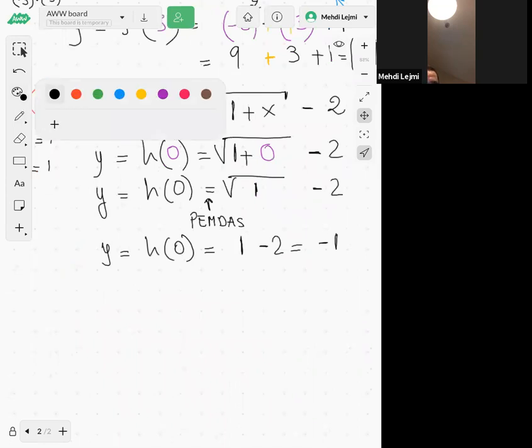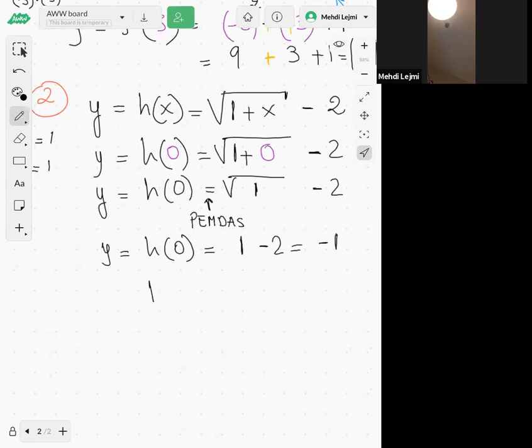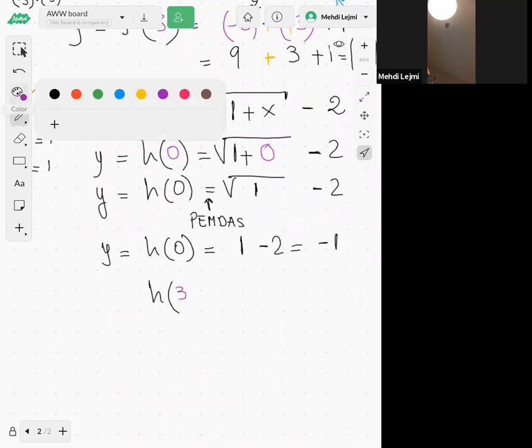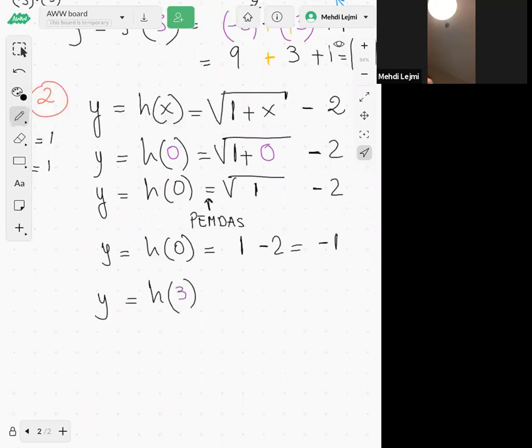So if my input x is 3, let's see what will be the output y. What's the output y corresponding to the input x equal to 3? So all you have to do is this: 1 plus x. Substitute x by 3, so this is my 3 here, and this minus 2 is outside the square root. Again, from this rule, we do what's under the square root first. So it's 1 plus 3, that's 4. So that's square root of 4 minus 2.